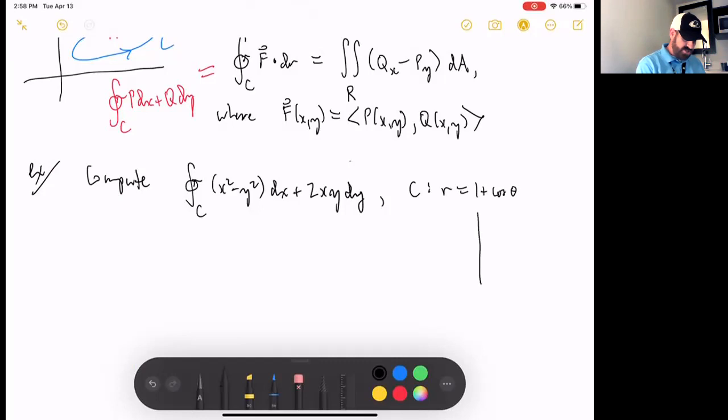Let's draw a picture of this just to refresh our memory. Think about it. Remember, this thing is parametrized in polar coordinates here. So if theta is 0, cosine is 1, and so the radius is 2. And then what happens? Well, as theta goes to pi over 2, this thing goes down to 1.